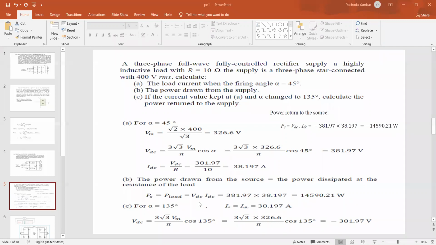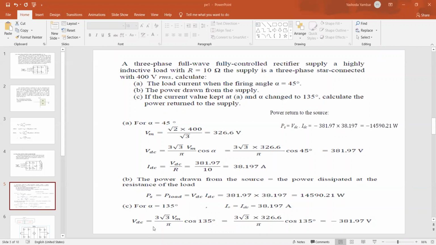So power formula is what? V output into I output. So we say VDC into IDC. You can just multiply the values, you are going to get 14590.21 watts. Right. So now what is the next bit they are asking? So in that same problem, alpha is how much? 135 degrees. So we say alpha equal to 135 degrees.